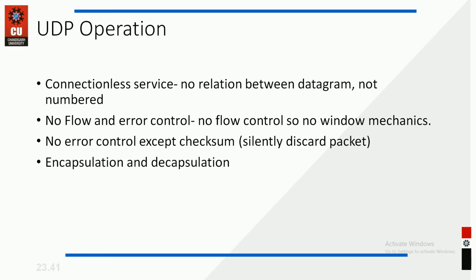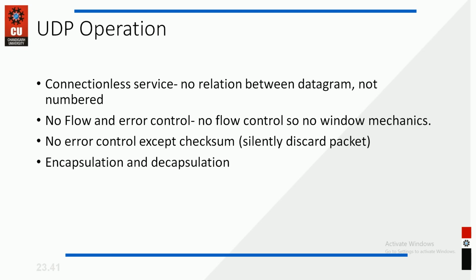No flow and error control, no window mechanism. In the case of TCP, we have window protocols, which are used for flow control, so there is no such method here. No error control except checksum. Checksum is only for the header. Remember, checksum is only for the header.